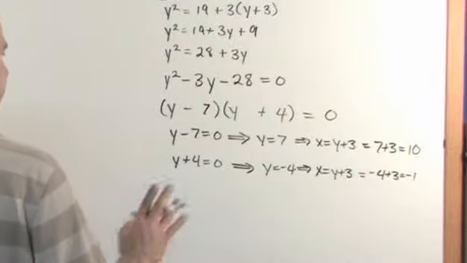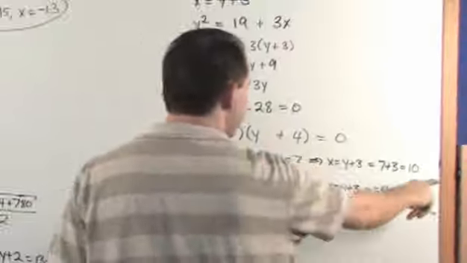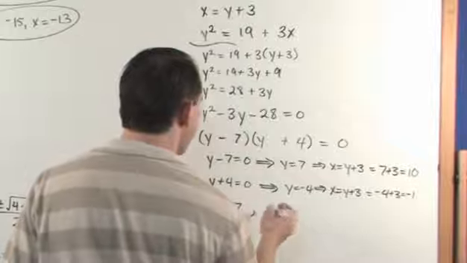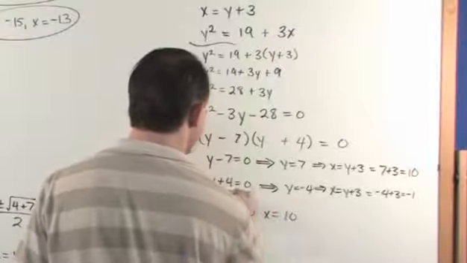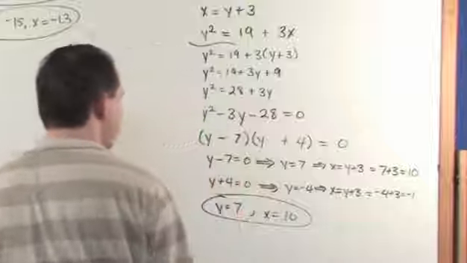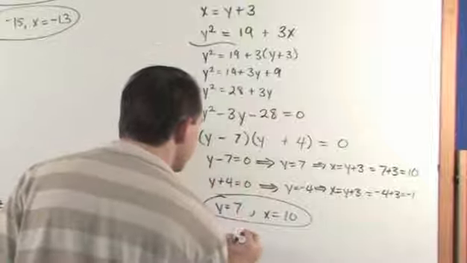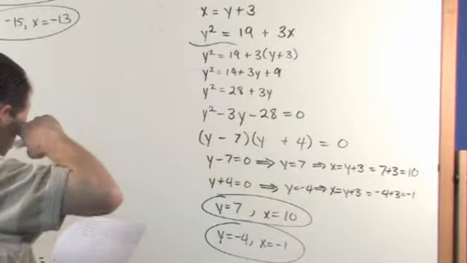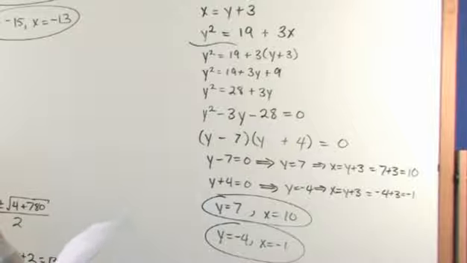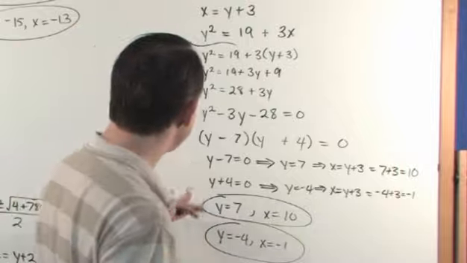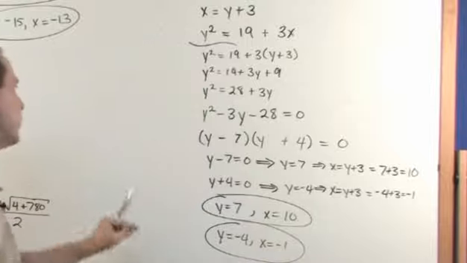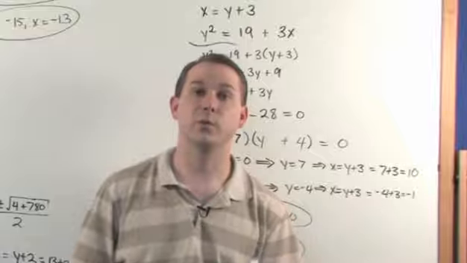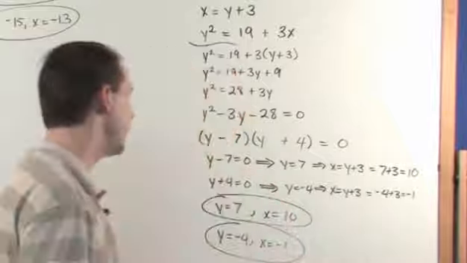Okay, so what have we done in the end? This is one solution and this is the other. So what we have found is that y is equal to 7 and x is equal to 10. That is one solution. That's this one. Okay? We've also found that y is equal to -4 and x is equal to -1. That is another solution. They're both equally valid solutions. Neither one is better than the other. It's just that you have to have two of them, again, because you have a square term. That's what I'm trying to drill into you. If you have a square term, you're going to have two solutions. If you have a cubic term, you will have three solutions, and so on and so forth. That's just the way the math works out.